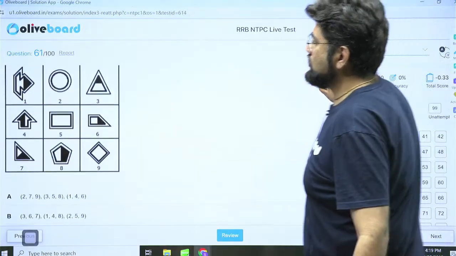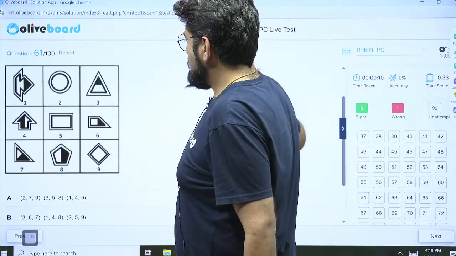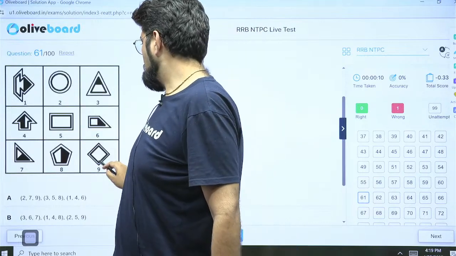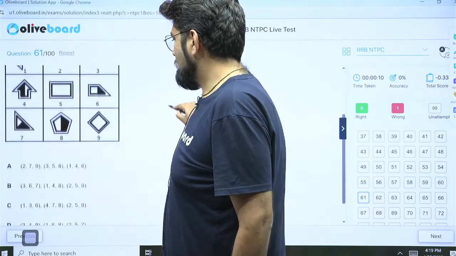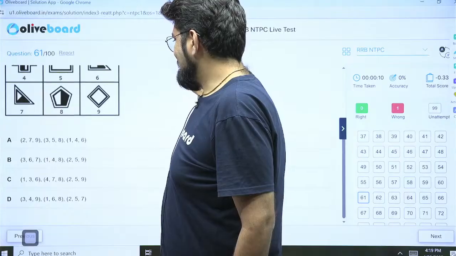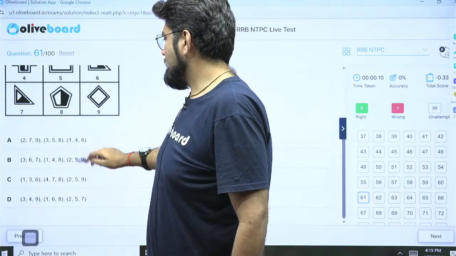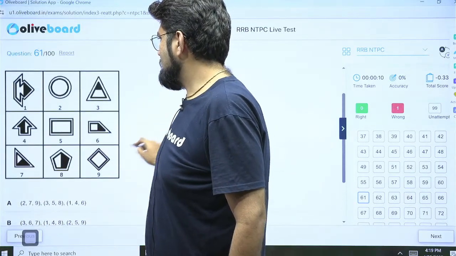Grouping. This is a very common question in NTPC. So check for the group. See, double figure, double figure, double figure. So 259 will be in the same group, and 259 you can see in these two options. Okay. Now check for the next one. 148. Will they be in the same group?